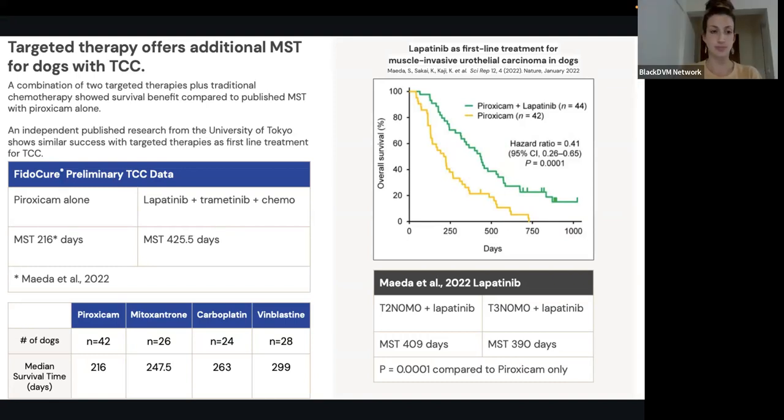Okay. And what we're seeing is improved survival times when combined with IV chemotherapy. However, if all you do is lapatinib and trametinib, which is what I've been doing for several years now, we're seeing the same survival times as we did when we just used traditional IV chemotherapy, which you had to send a patient to an oncologist for.